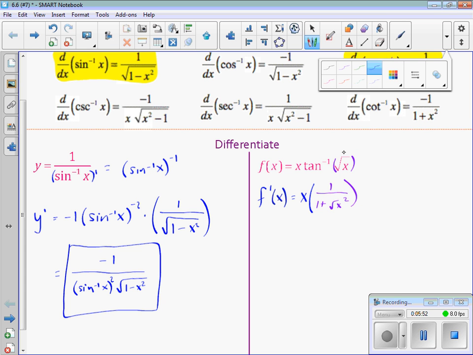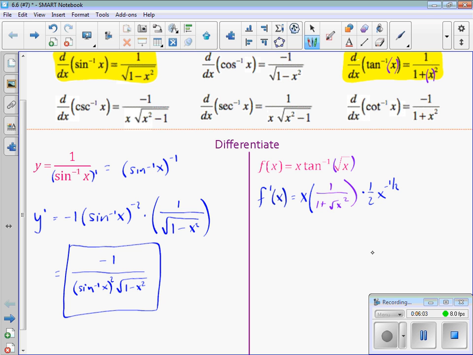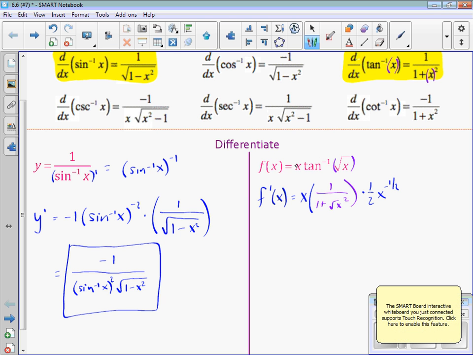So this is x to the half. The derivative would be 1/2 x to the negative half. Am I done? No, I've only done the first half, right? I left this alone, took the derivative of that, plus, what's the derivative of x? 1, and then you leave the other part alone.